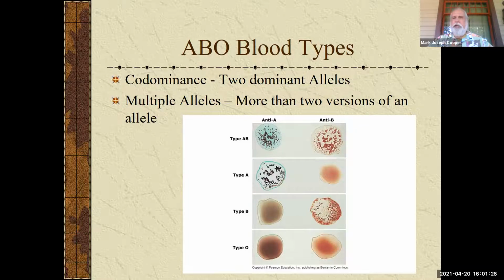So I to the large A is a dominant trait. I to the large B is a dominant trait. And then the small i would be a recessive trait. So there are three different versions you can inherit in this.